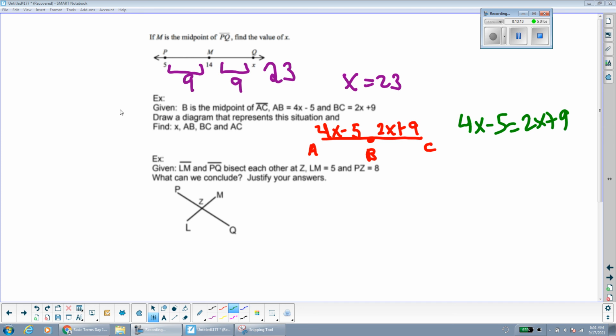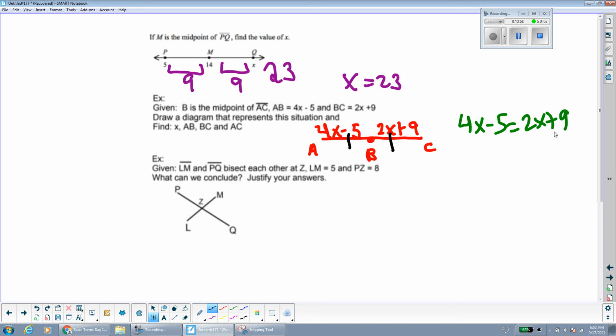The second one's a little bit trickier, so we'll go through it together. So B is the midpoint of line segment AC, so it's exactly in the center. So what that tells us is that AB is the same as BC. So I'm just putting these two little tick marks over here. That lets us know that they're equal, that they're congruent to each other, this half and this half. So since B is the midpoint, all we need to do is set these equal to each other because they should have the same measurement. So I just set up an equation that says 4x minus 5, which is AB, should be equal to 2x plus 9, which is BC.